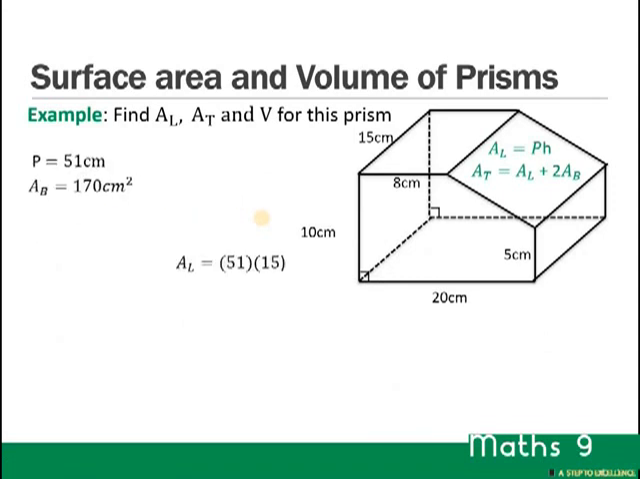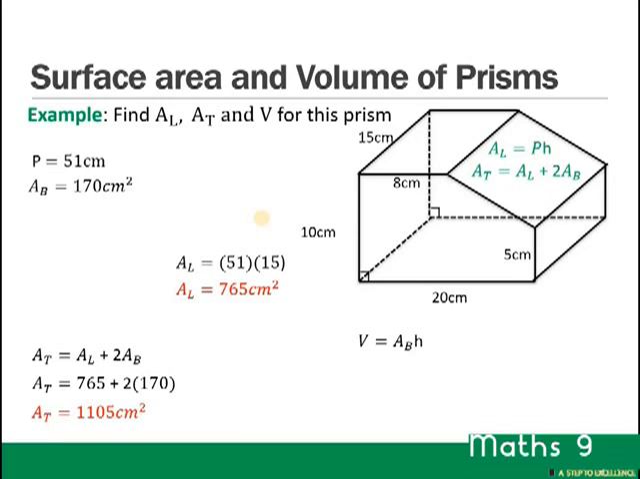So AL is perimeter times h, which is 51 times 15, which is 765 centimeters squared. AT is AL plus 2AB, which is 765 plus 2 times 170, which is 1105 centimeters squared. And the volume is AB times h, which is 170 times 15, which is 2,550 centimeters cubed.